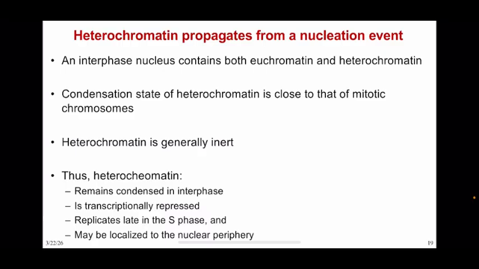So heterochromatin propagates from a nucleation event. Nucleation is like the first step, whatever initiates it. That's what I understand by nucleation. But let's just see what they're talking about. An interphase nucleus contains both.